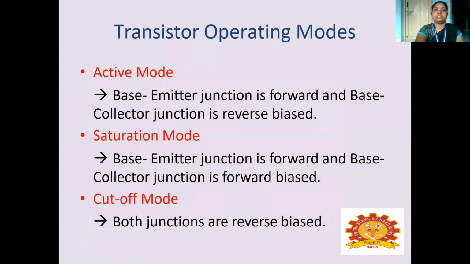So what are the operating modes of a transistor? There are three different modes. First one is active mode, second one is saturation mode, third one is cutoff mode. In active mode, the base-emitter junction is forward biased and the base-collector junction is reverse biased. Saturation mode is when the base-emitter junction is forward biased and the base-collector junction is also forward biased. Cutoff mode is when both the junctions are reverse biased. So these are the operating modes of the transistor.